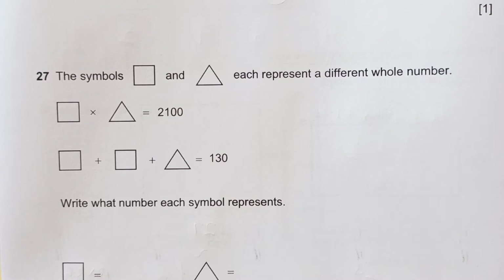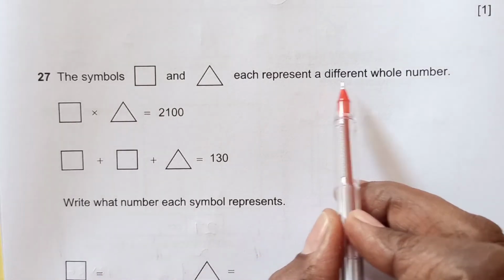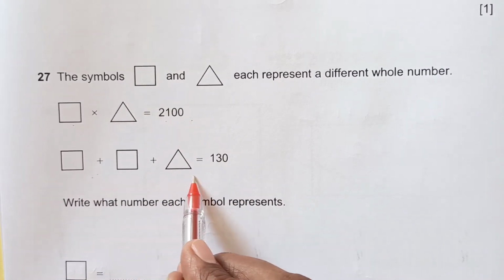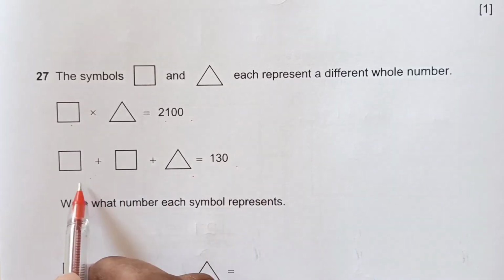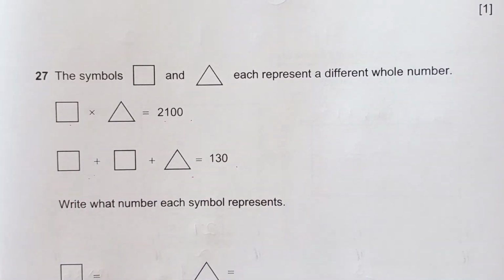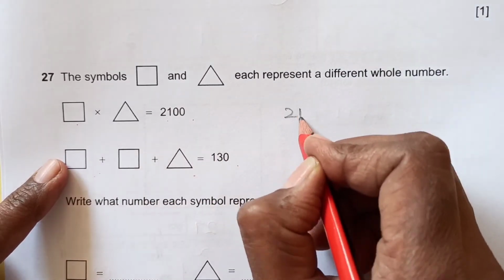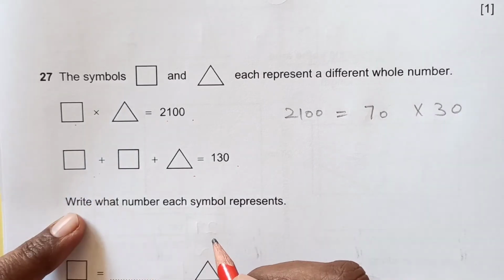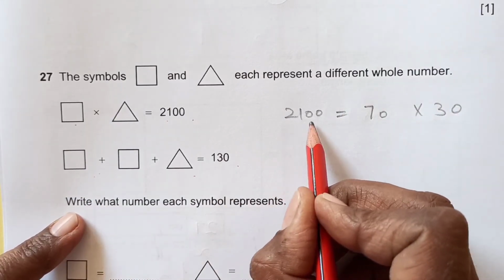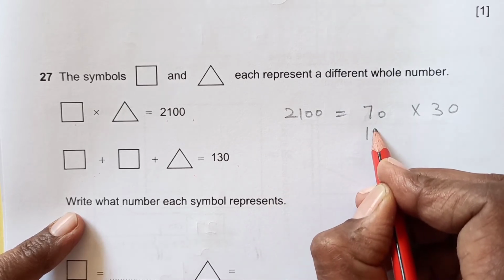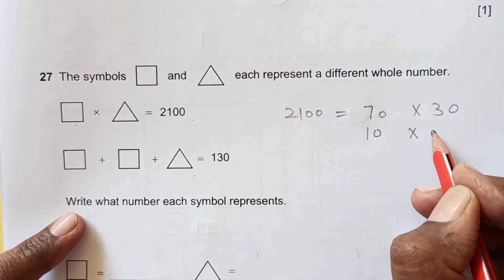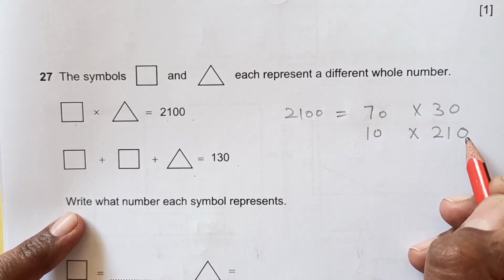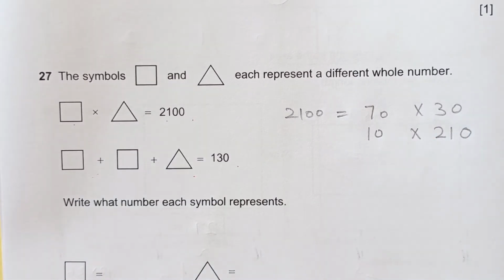Now 27th number, the symbols square and triangle each represent a different whole number. This times gives you 2100, and you add 3 of them to get 130. So this again needs the trial and error method. So 2000, and this is like 7 times 3. So it should be 70 times 30, right? So there is no other option that gives you, or it gives you 10 times what? 10 times 21, 210. Okay, so that means we have this one here.